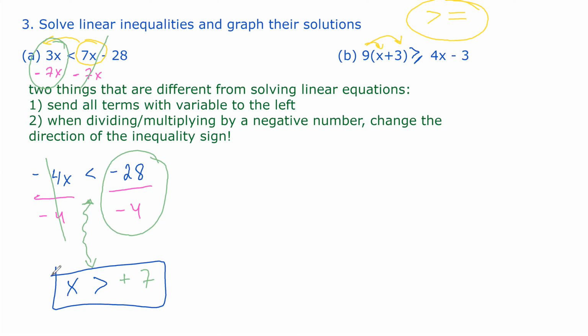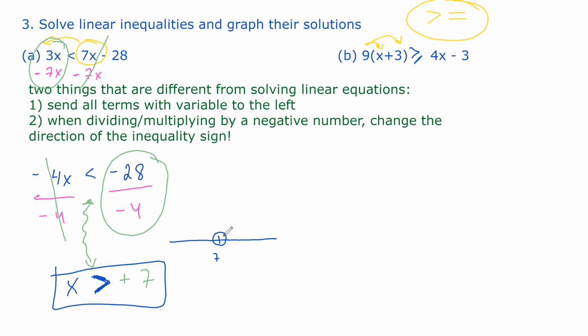Now, not only do we need to solve it, but we need to graph it. So let me go ahead and graph it. That's my number line. That's the 7. Do you see that the inequality is strict, right? So x is strictly greater than 7. So I will be excluding the 7.